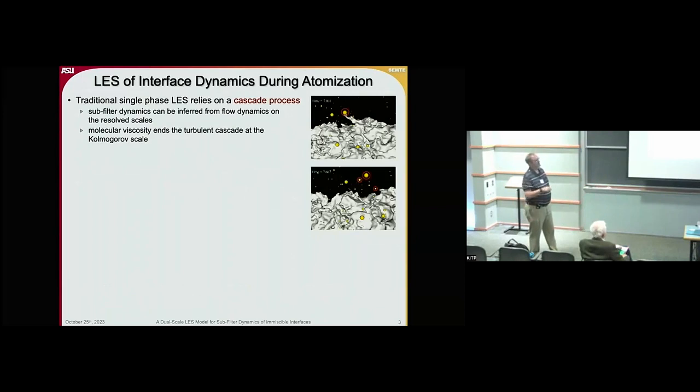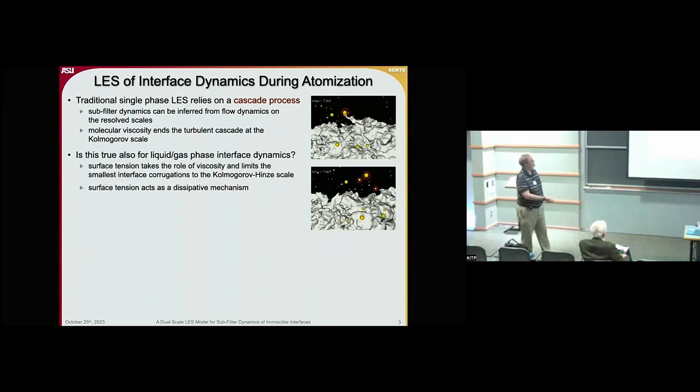So we want to do LES because these highly resolved simulations, they're not really DNS, are very expensive. So we want to go for an engineering application, so we want to go towards LES. And traditionally in single phase LES, you rely on a cascade process. Basically, you can infer the subfilter dynamics from the resolved scale dynamics of your flow field. And then molecular viscosity ends the turbulent cascade at the Kolmogorov scale. So the question is, is there something similar for liquid-gas phase interface dynamics?